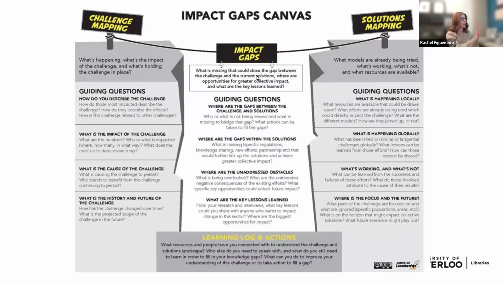So you work on the challenge mapping, you work on the solutions mapping. Those are both research based, the guiding questions are prompting you to do research here. And then the impacts piece in the middle is where this framework, I think, really shines. Again, it's prompting you with some guiding questions, but here's where you do your critical thinking to make connections between what the challenges are, what the solutions are, and where the gaps are between those challenges and solutions. Who is not being served, or what's missing that might bridge that gap?